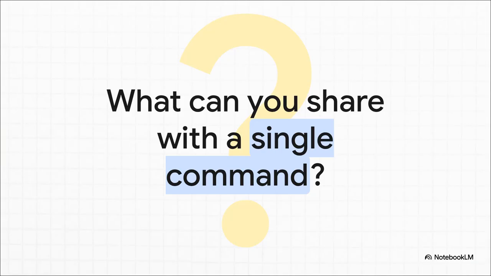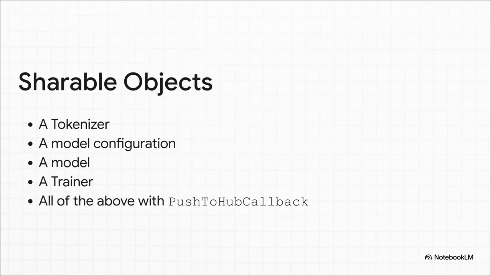You might be thinking, okay, uploading a whole AI project sounds like a hassle. You've got all these different files, the configs, the model weights. It seems like it'd be complicated, right? Well, what if I told you you could share all the important stuff with just a single command? The whole system is built for this. You can push your tokenizer, the thing that gets your data ready. You can push your model's config file. You can push the trained model itself. You can even push the entire trainer object, which kind of bundles all of that up for you.